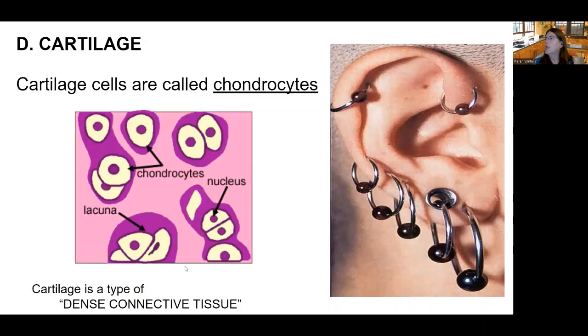So let's look at cartilage. You know, cartilage in your ear, for instance. This is made up of chondrocytes, which are the cells in the space around the cell known as the lacuna.